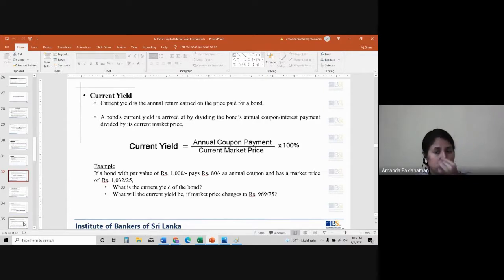Does the coupon payment change during the life of the bond? No, it's decided, it's communicated, so it's pretty much fixed. The coupon rate doesn't fluctuate during the tenor, but current yield can fluctuate during the tenor of the bond. Why? Of course, market price fluctuates. Whenever market price fluctuates, current yield will also fluctuate.